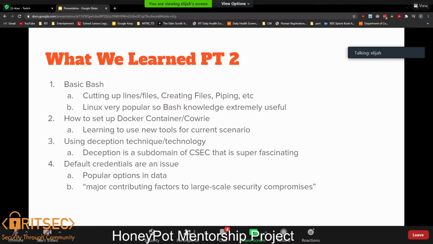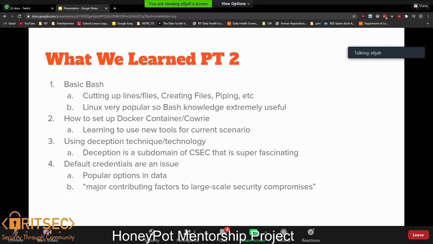like using pipes, using grep, using cut. It was just a nice way to ease into it and actually have it being applicable right away. And like I was just saying, Linux is very prevalent in this field, so bash knowledge is extremely useful. I also learned how to set up the Docker container and Cowrie on the system.